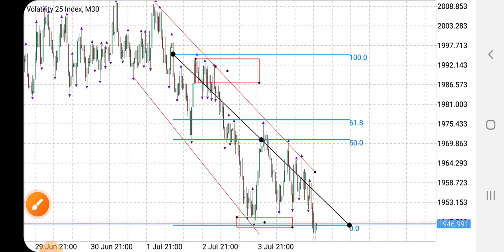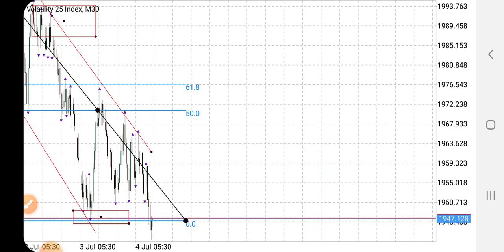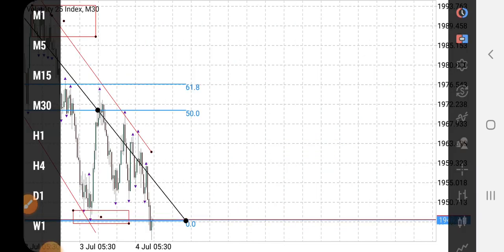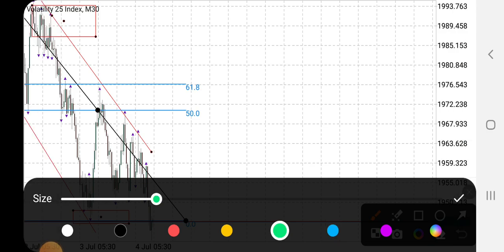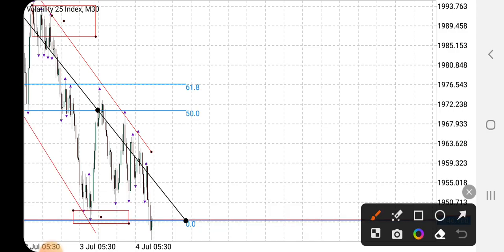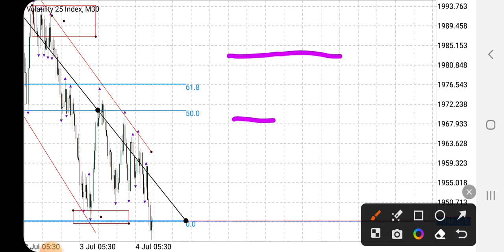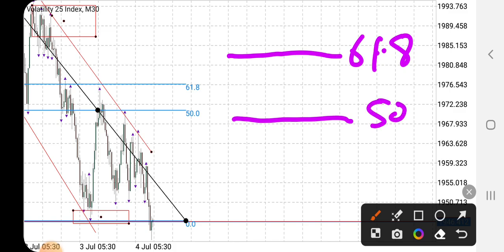So how do we now make entry? Back to our strategy. What we need to do is simple. Let me give you a brief example. Let's say this is our level. The first level is level 61.8, and this is level 50.